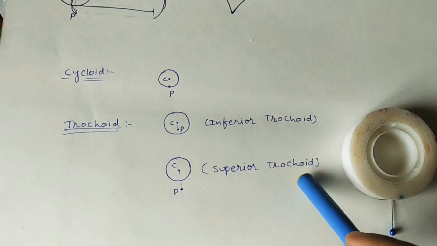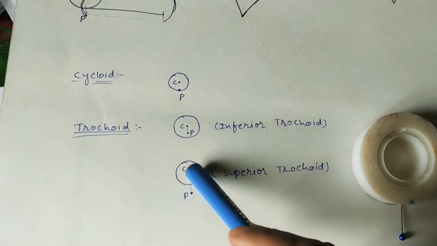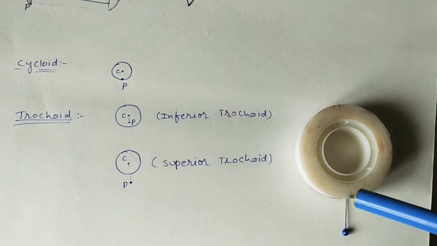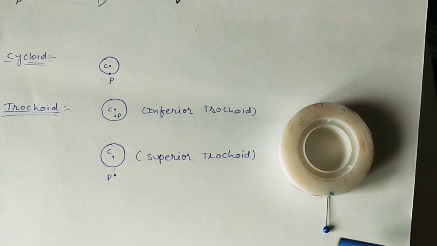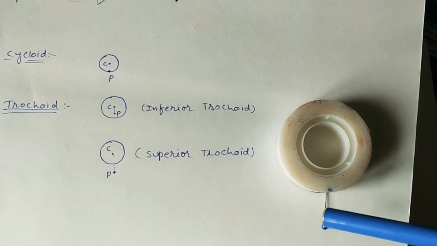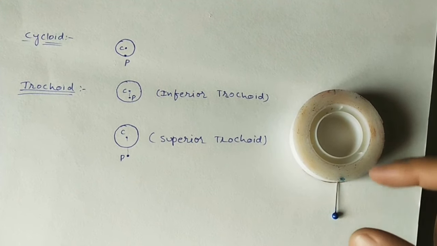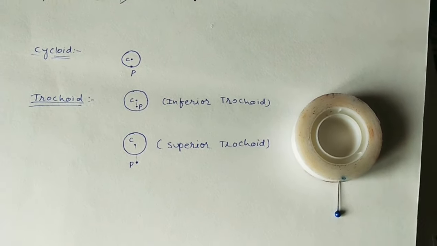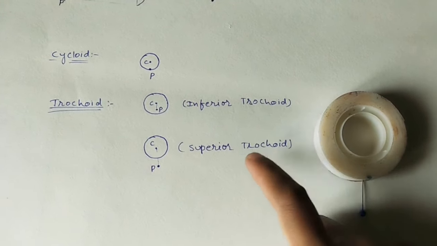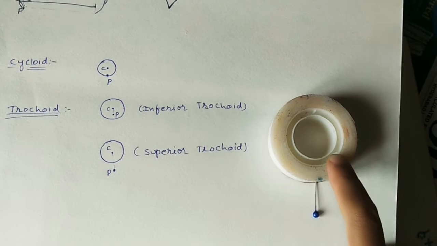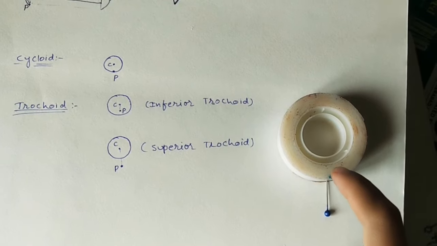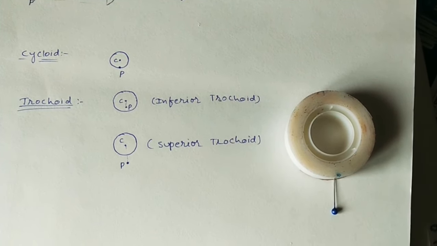Here for explaining superior trochoid, as I told, P point is outside the circle. Here I took practically this circle, and this is the P point. This P point is outside the circle. It has some gap between the center and this P point. Now, let us take the given data first. After that, we will do the superior trochoid practically, and then by using the drawing instruments, we will do it in the sheet.